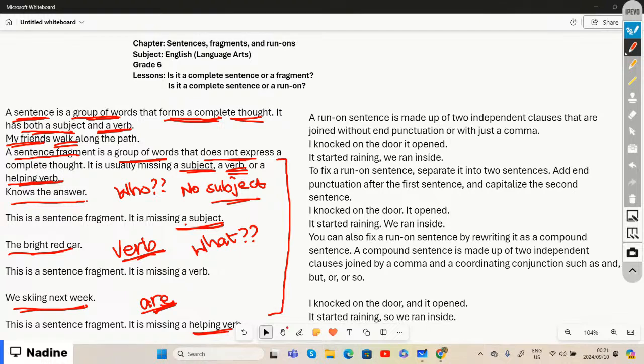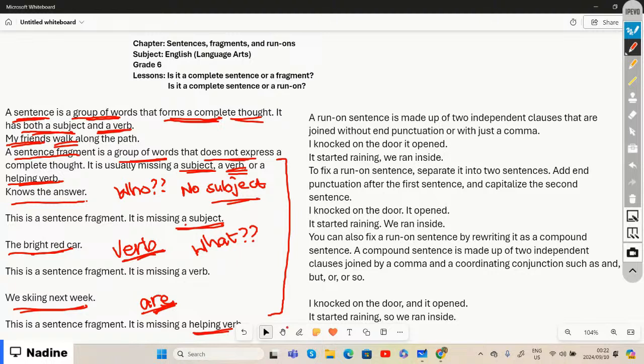And we said a sentence is a group of words that forms a complete thought. A sentence forms a complete thought because it has both a subject and a verb that completes that sentence, right?